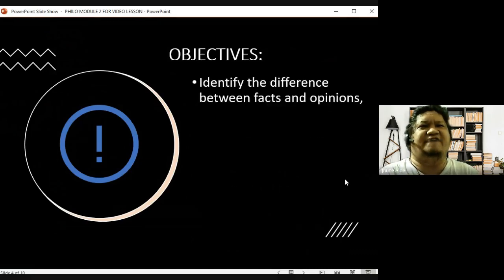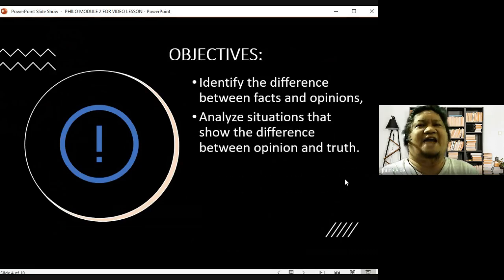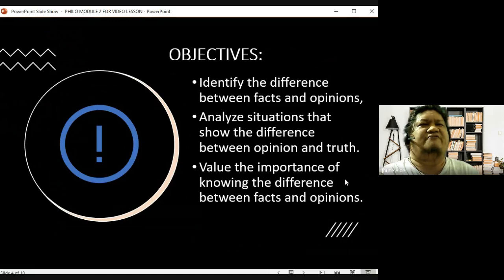Identify the difference between facts and opinions, analyze situations that show the difference between opinion and truth, value the importance of knowing the difference between facts and opinions.